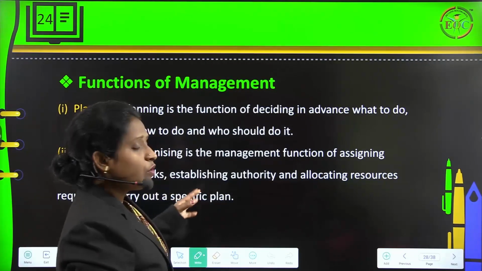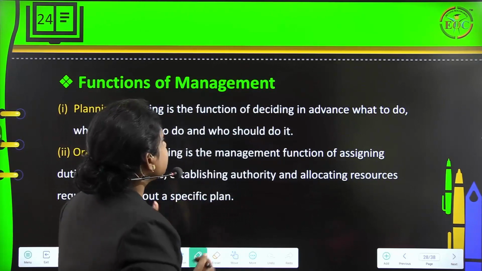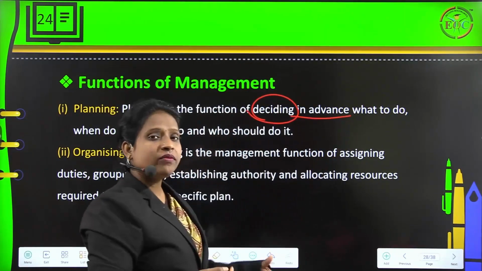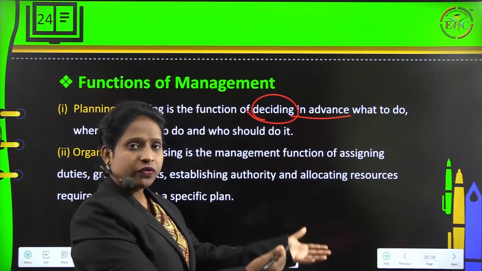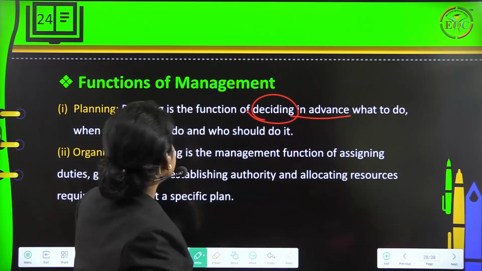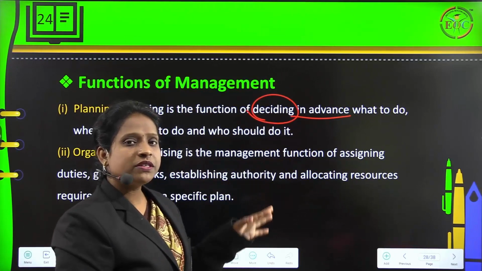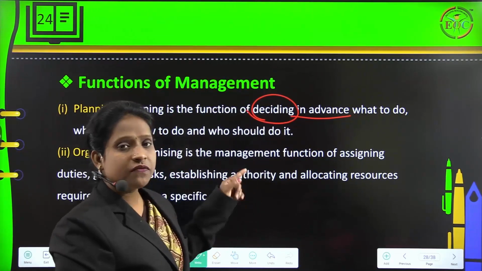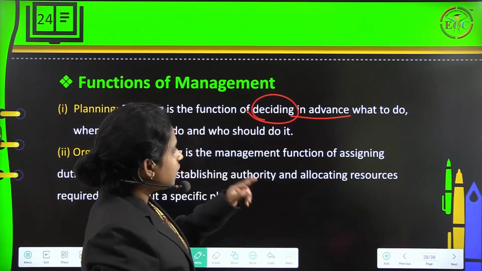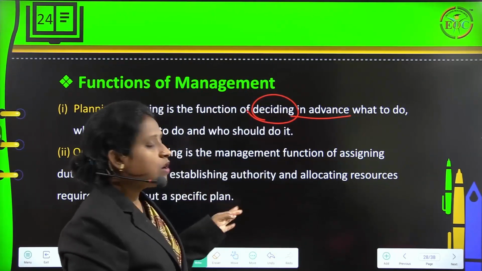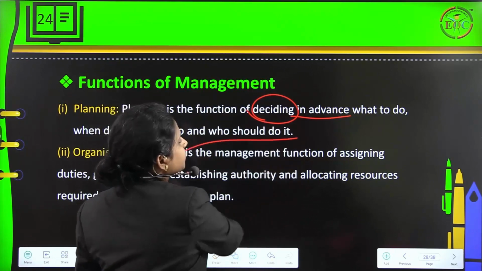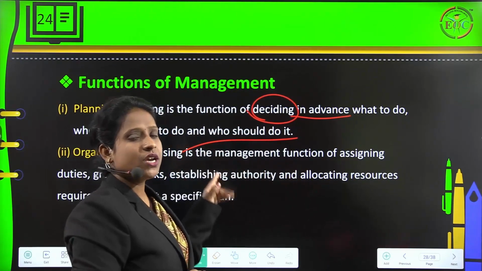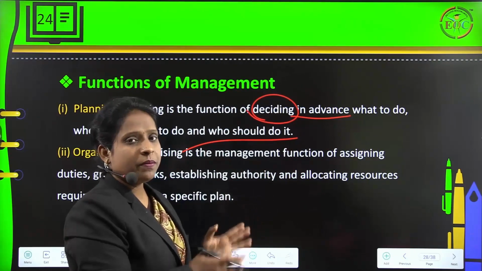What is the meaning of planning? We say planning is the function of deciding in advance what to do further, right? That's what we call planning. Without planning, no business can be executed in a proper manner. That's the reason we say planning is a function of deciding in advance what to do, when to do, how to do, and who should do it. So planning should give answers to all these questions. Only then can we say it's proper planning.